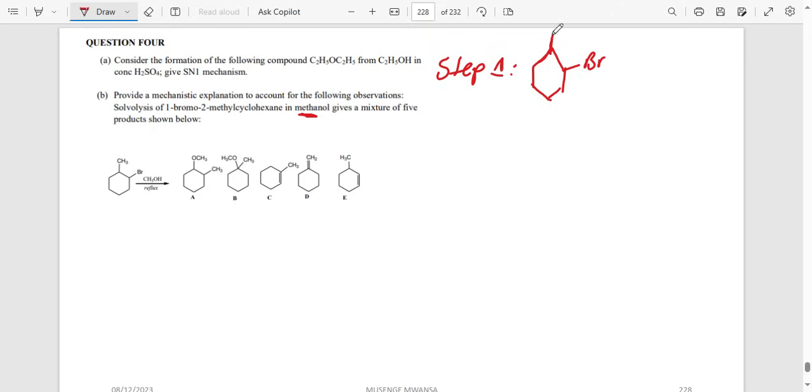Now in step 1, this will happen by an SN1 mechanism. SN1 is what leads to the production of many things. If you see a lot of products being produced, just know that it can be either SN1 or E1. The bromide is going to be released, and what you are going to have is this structure with a positive charge here. Now the first product will come from this same one. Let me write the first product here as step 2.